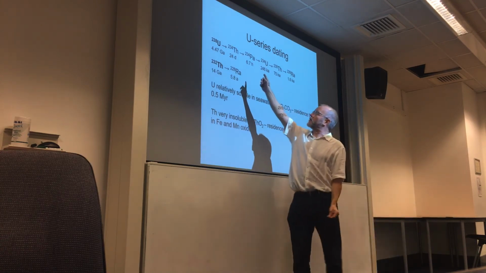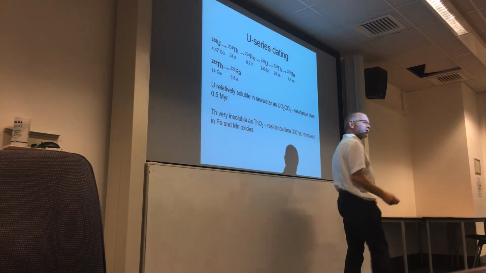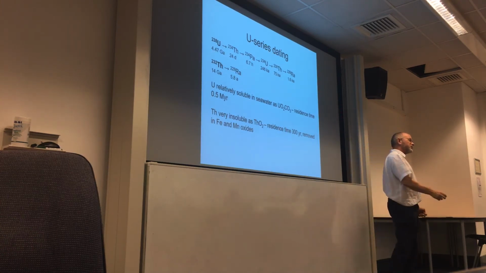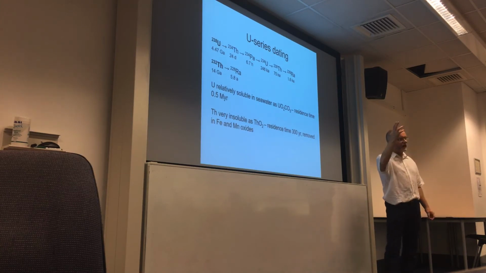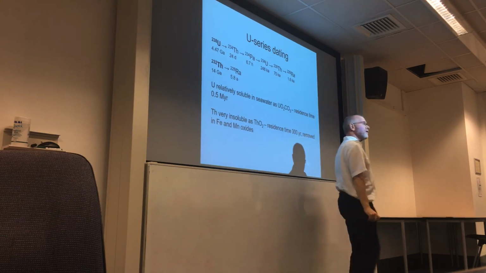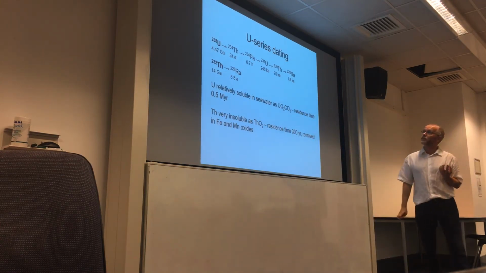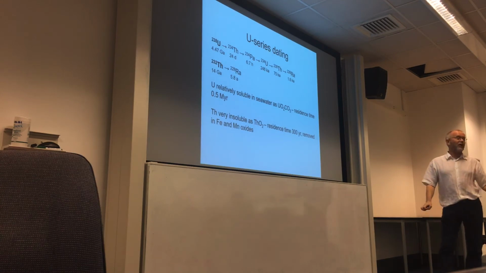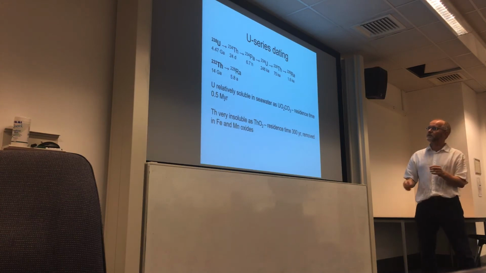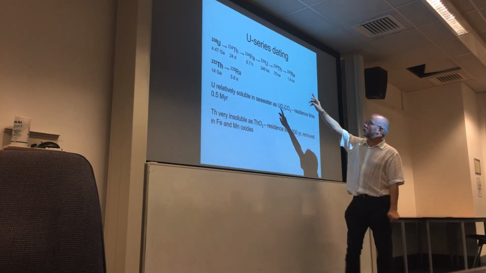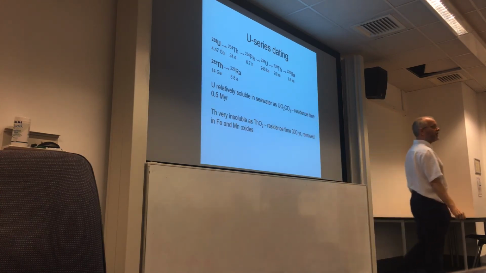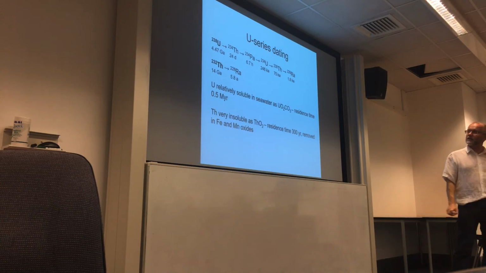So the first step, we get to thorium-234. Pretty insoluble, but it's only got a half-life of 24 days, so the chances are it's not going to precipitate out of solution before it decays to protactinium-234. Well, protactinium is also pretty insoluble, but it's only got a half-life of 6.5 hours or so. So again, it hasn't got time to precipitate before it decays to uranium-234. That's got a half-life of about 250,000 years. It's quite happy sitting in seawater.